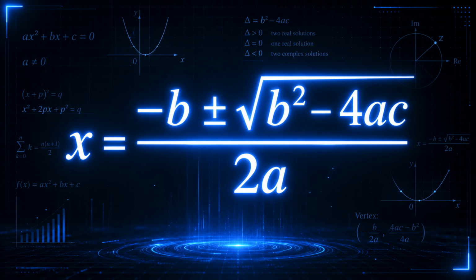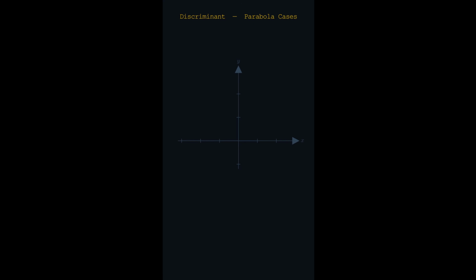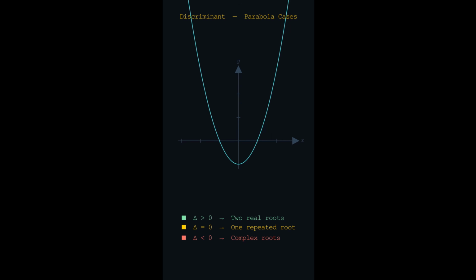Now look inside the formula. There is one very important expression: b squared minus 4ac. This is called the discriminant. The discriminant tells us the nature of the solutions. If b squared minus 4ac is greater than 0, we get two real solutions. If it is equal to 0, we get one repeated real solution. And if it is less than 0, we get complex solutions. This is a modern way of understanding quadratic equations. Ancient mathematicians did not express it like this, because complex numbers came much later.